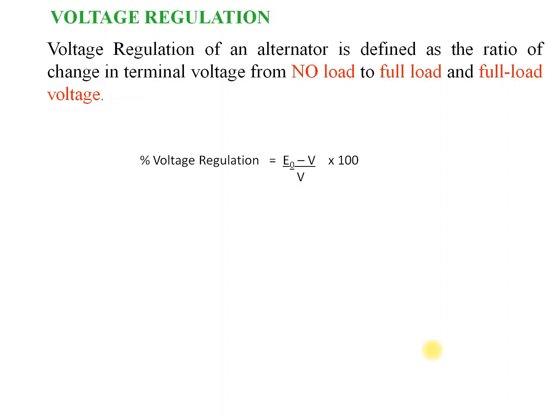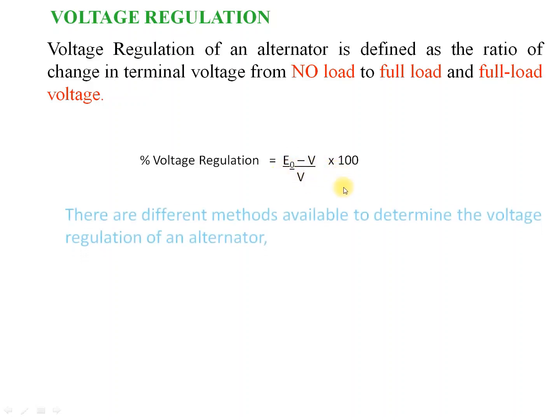So if that particular dip is very large, then the voltage regulation is very bad. If that particular voltage dip is small, then the voltage regulation is good. So this is the measure of the machine's performance. The percentage voltage regulation is defined as E naught minus V divided by V into 100 percent.